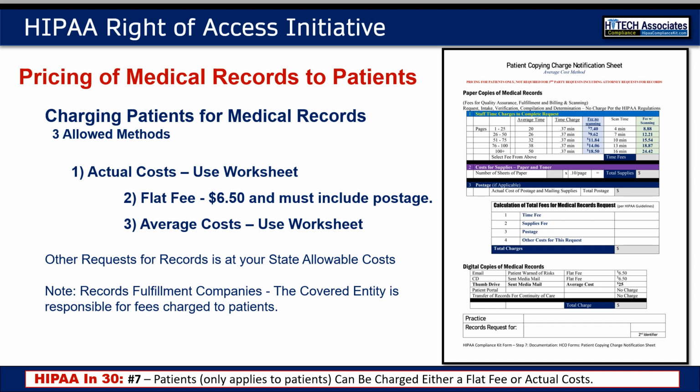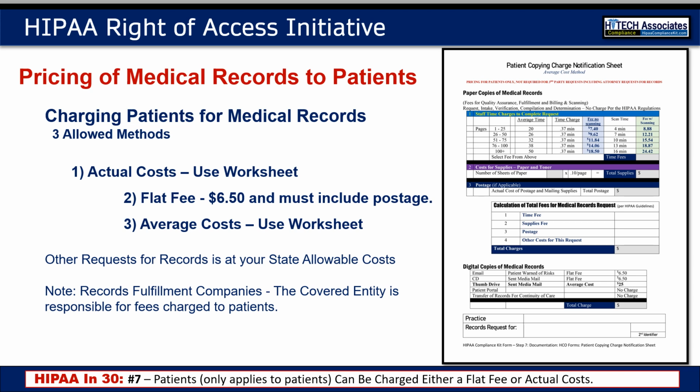If you do go over $6.50, the government requires that you use a worksheet that has the allowable HIPAA cost for charging patients. So this is a worksheet on the screen that you can use. Basically, you can charge for the request to complete it. You can charge for the number of sheets of paper for paper and toner. If there's any postage or other charges, you can add that.